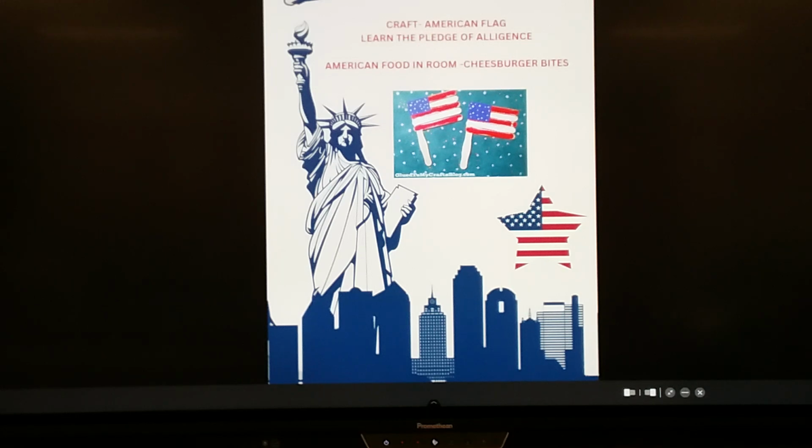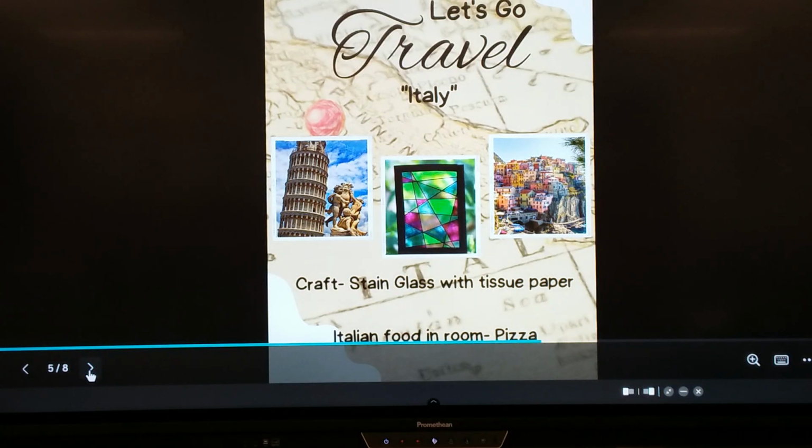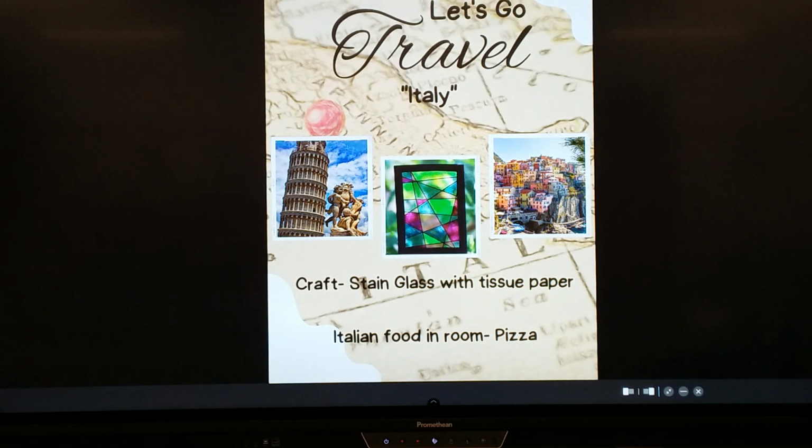And in each of the rooms, I was choosing to have a small appetizer, a small food choice of whichever food is the most popular in that country. So in the United States, it would be cheeseburger bites. So that would be station 1. And then off to the next station, we would travel to Italy, station 2, where the craft would be stained glass with tissue paper.